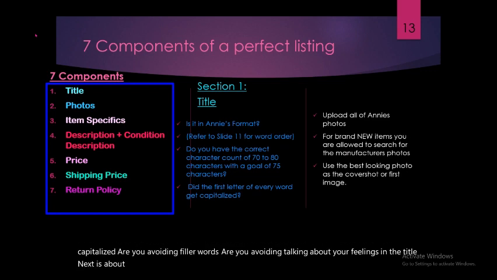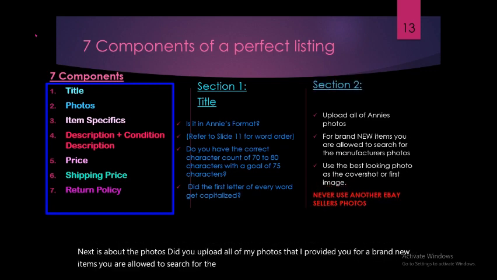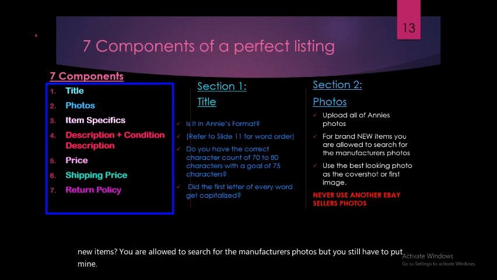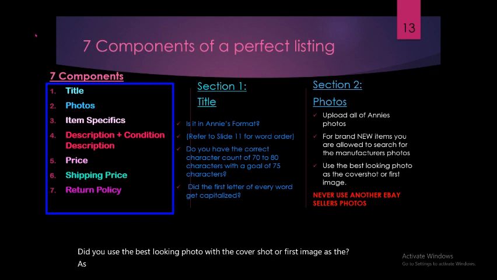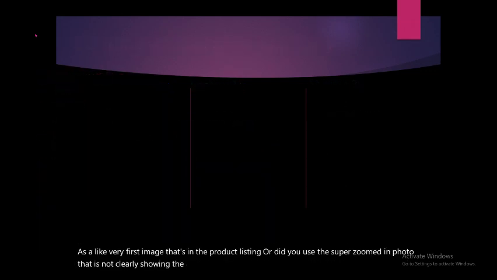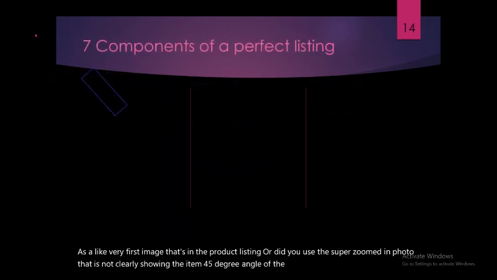Next is about the photos. Did you upload all of my photos that I provided you? For brand new items, you are allowed to search for the manufacturer's photos, but you still have to put mine. Did you use the best looking photo as the cover shot, the very first image in the product listing, or did you use a super zoomed in photo that is not clearly showing the item? A 45-degree angle of the product is probably the best way to go about it.